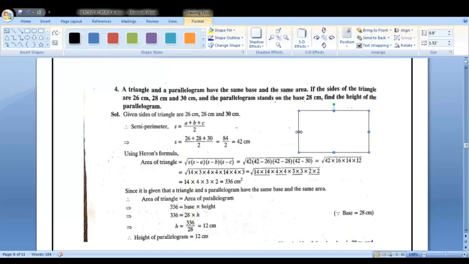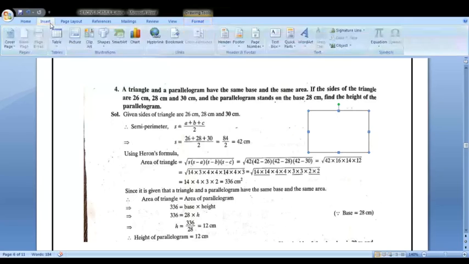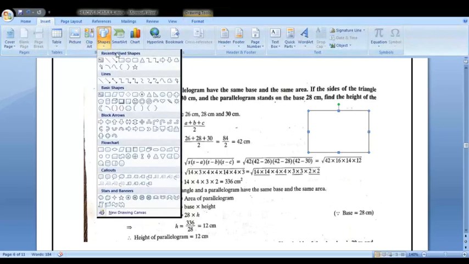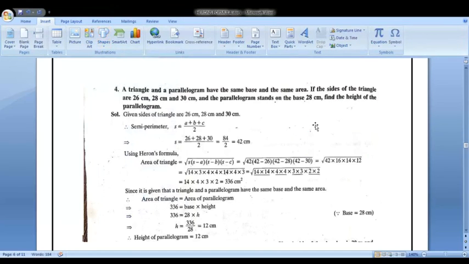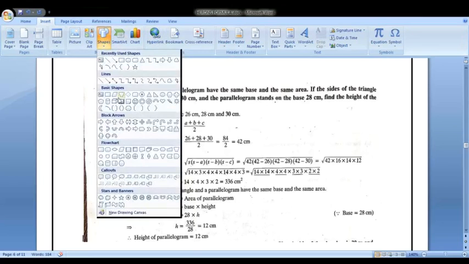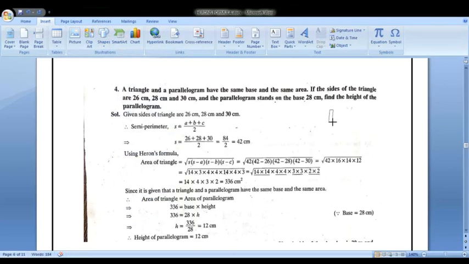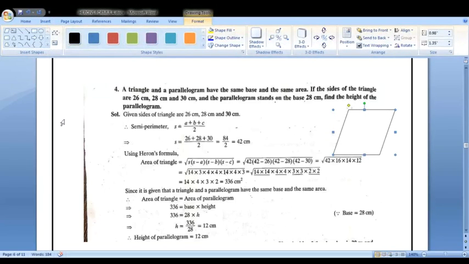What is the speciality of a parallelogram? A parallelogram has its opposite sides parallel and equal. Now, I have drawn here a square or a rectangle, you can say. I'll cancel this out and take the exact shape, which is a parallelogram.